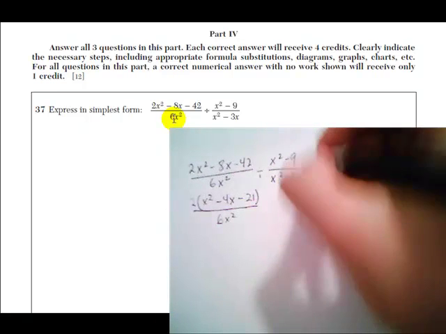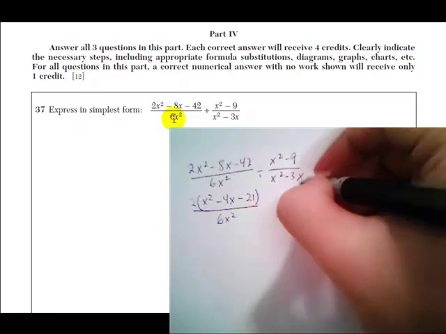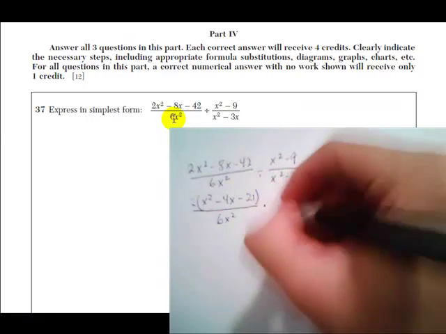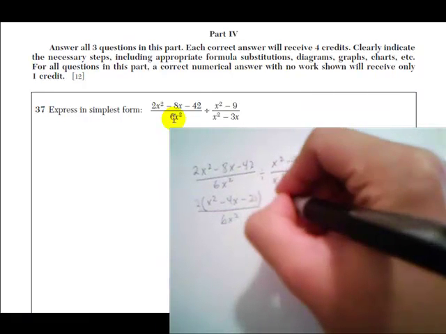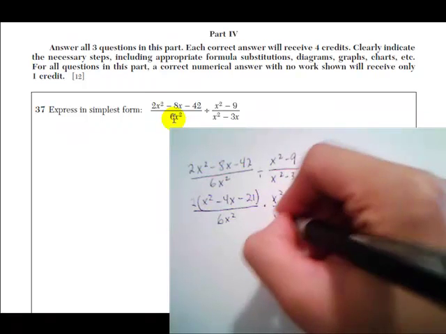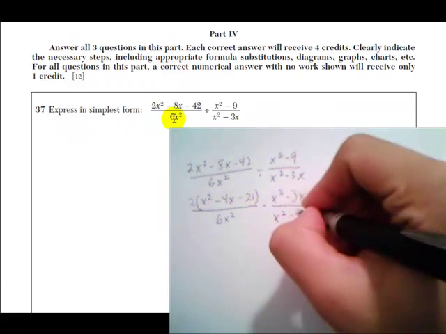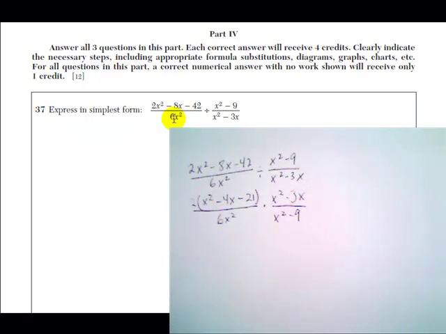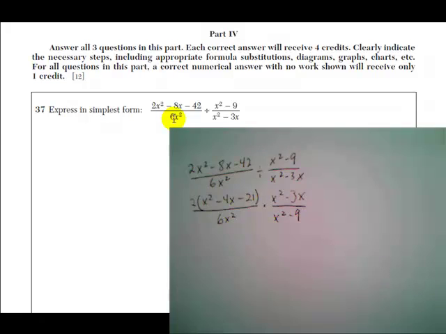Now, when I divide by a fraction, that's the same as multiplying by the reciprocal. So I'm going to multiply by x squared minus 3x over x squared minus 9. Okay, so I did two things at once in that step. If it seems a little confusing, rewind the video, take a look at it again. But we're going to move on now.